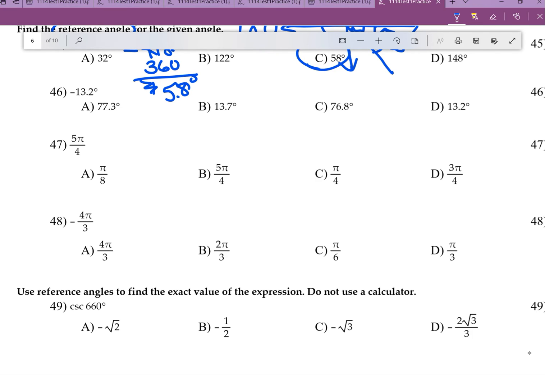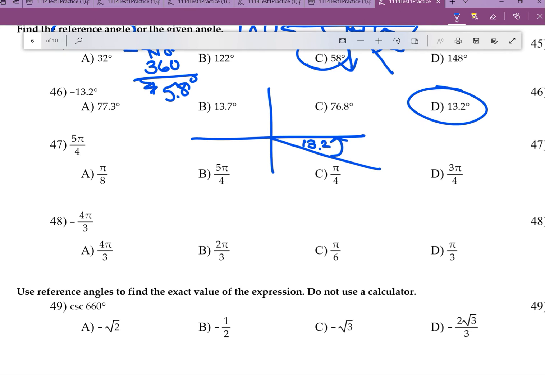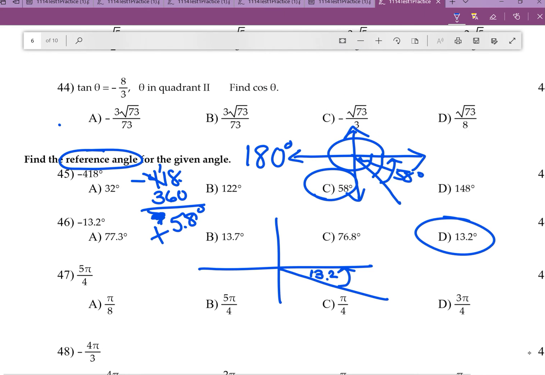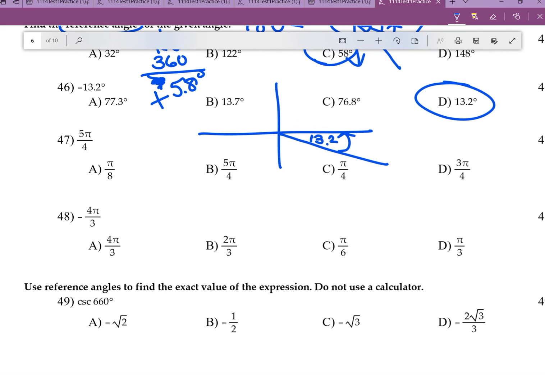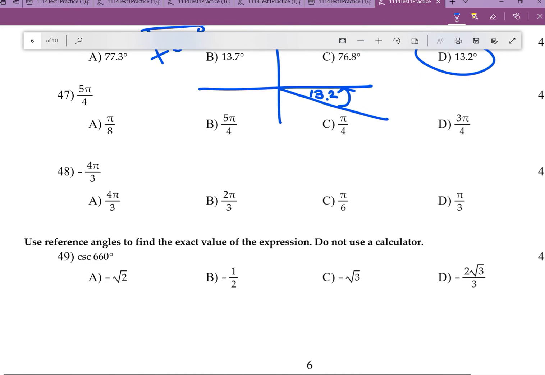All right, next question, 46. So for 46, this is actually a no-brainer because it's in the first quadrant. So since you're going to go down 13.2 degrees, the reference angle is simply 13.2 degrees. Always remember, the reference angle is always positive. So when you think reference angle, always think positive only when you're done with the answer. Okay? All right. Now let me do a radian example.